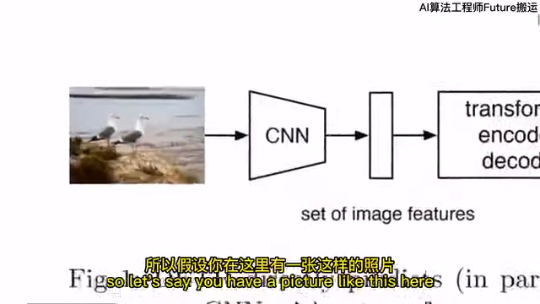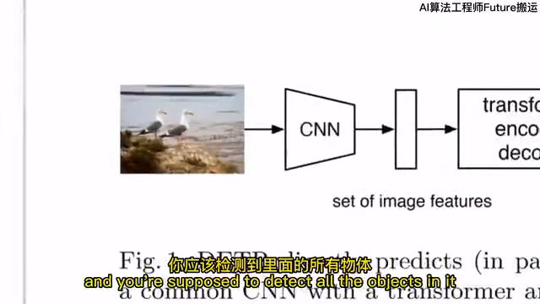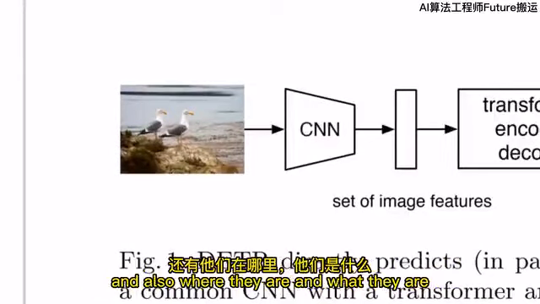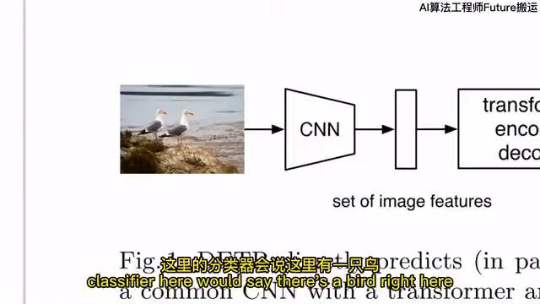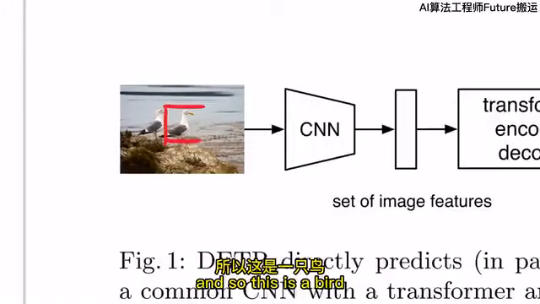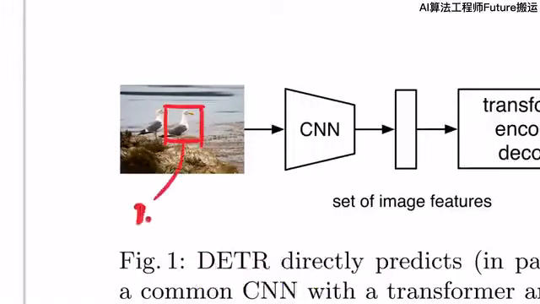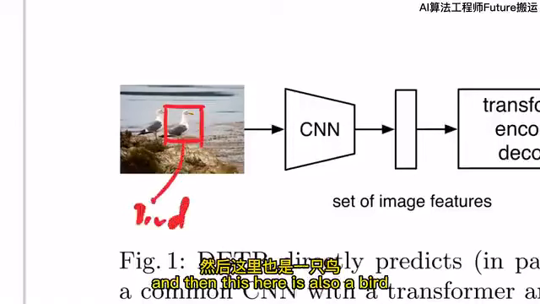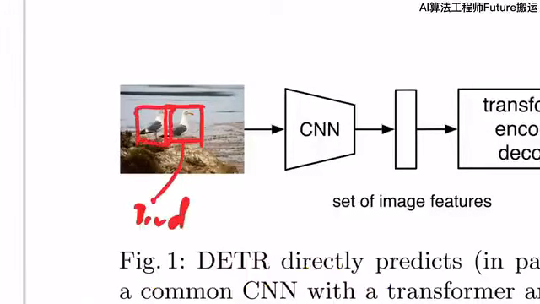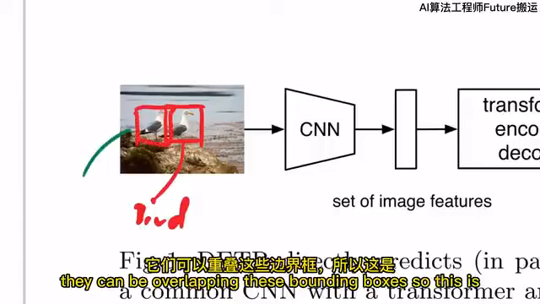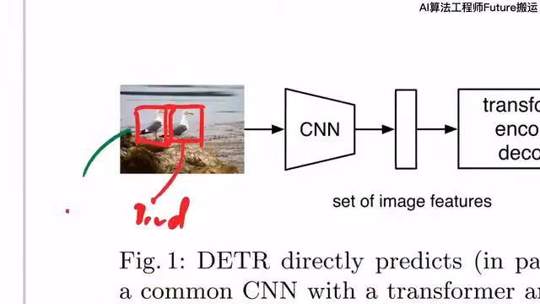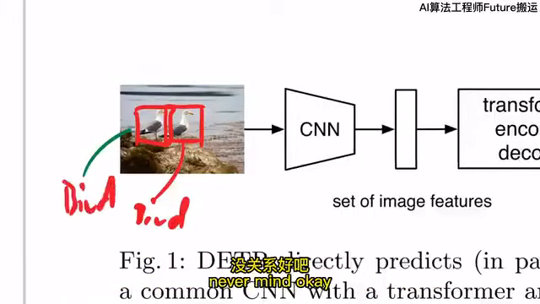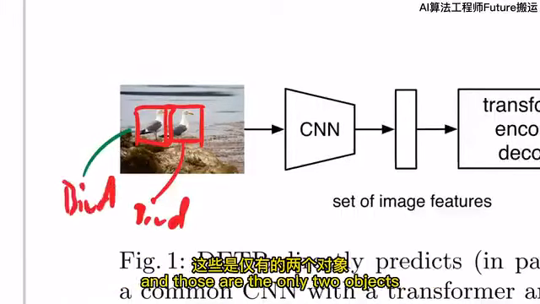Let's get into it. Let's say you have a picture like this here, and you're supposed to detect all the objects in it, and also where they are and what they are. This task is called object detection. So a good classifier here would say there's a bird right here, and this is a bird, and then this here is also a bird. They can be overlapping, these bounding boxes. And those are the only two objects.